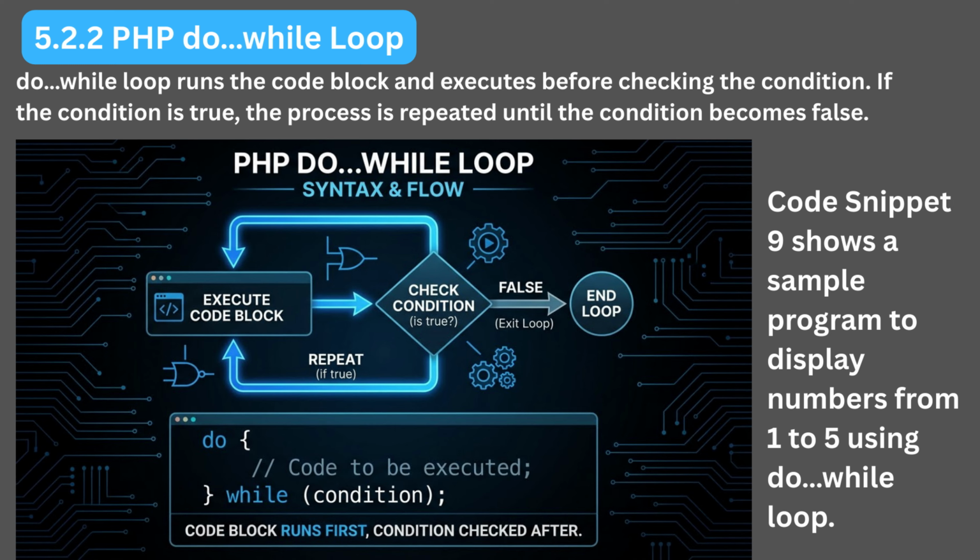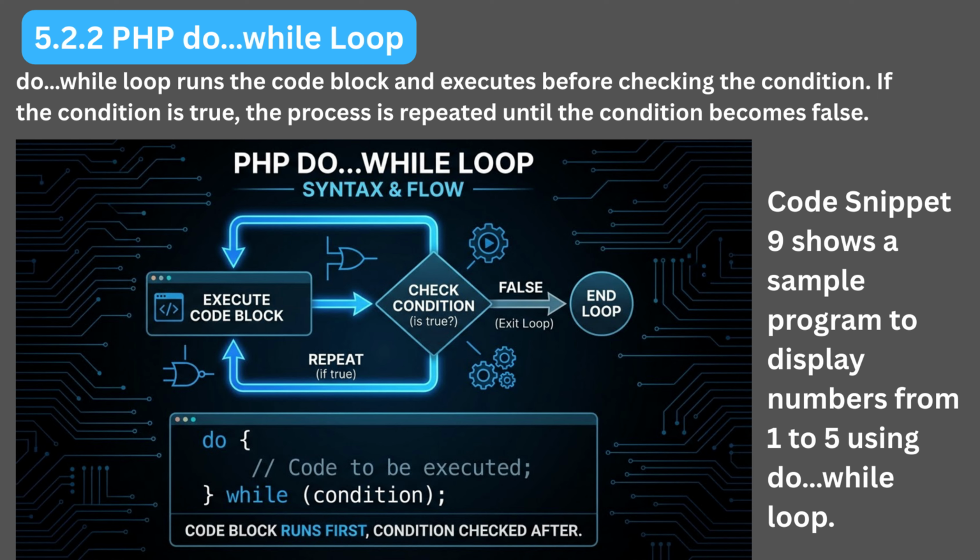If the condition is true, the loop repeats and runs the code block again. If the condition is false, the loop stops and the program continues with the next instructions outside the loop. This execute first, check later behavior makes the do-while loop useful in situations where you want the program to perform an action at least once, no matter what.